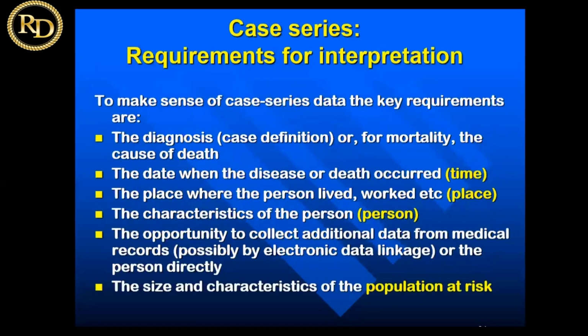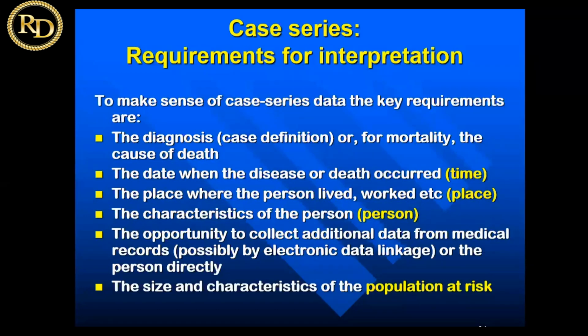So case series, what are the requirements for interpretation? We have the same thing: time, place, person, and to see the size and characteristics of the population at risk. The population at risk, by when we will find the results. When corona happened in this neighborhood, in this street, the other people living in that neighborhood will also have the risk of corona.